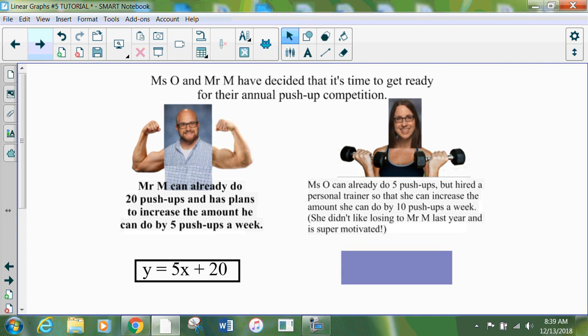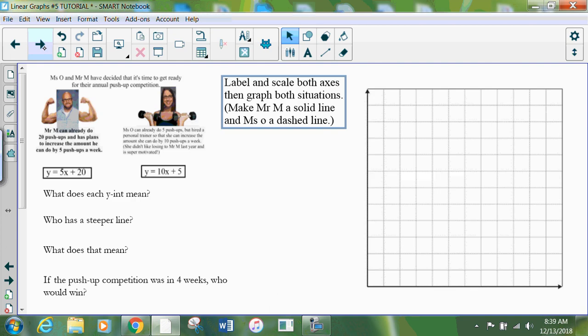Now, I can already do 5 push-ups, but I hired a personal trainer so I can increase the amount that I can do by 10 push-ups a week. I am so determined. And I didn't like losing to Mr. Matchner last year, and I am super motivated. And so here's the equation that represents how I'm going to go about preparing for the competition. So you've got the story. Now we want to make our graph. In the first story, we had a graph that we just looked at. In the second story, we are going to make our graph.